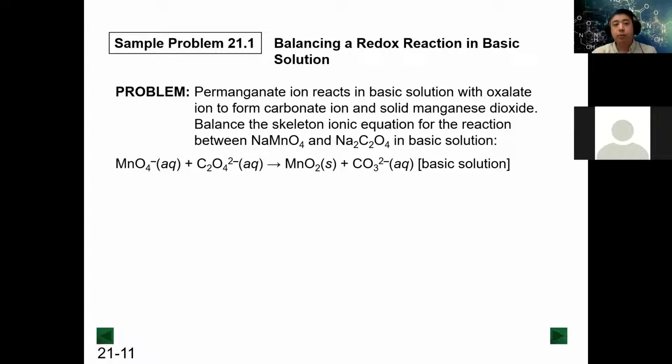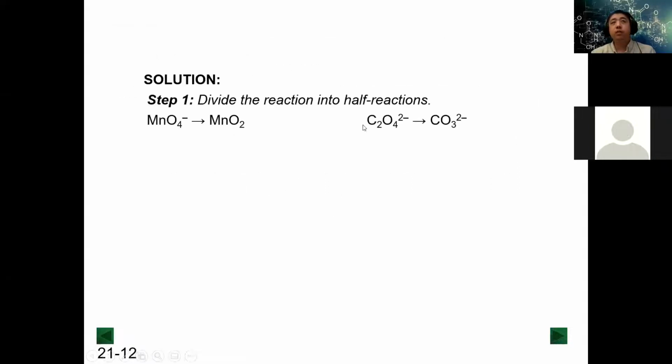Okay, is anyone having trouble starting this one? All right, so we'll split this up first. I'm going to do the same thing I do normally for acidic steps. First, I'm going to divide into my half reactions. I have one on the left and one on the right. Let's focus on the left side for now. On the left side, I have one Mn on both sides. I don't need to balance that.